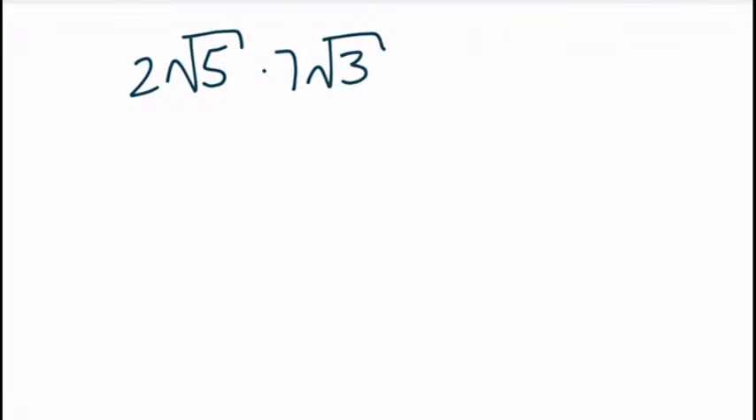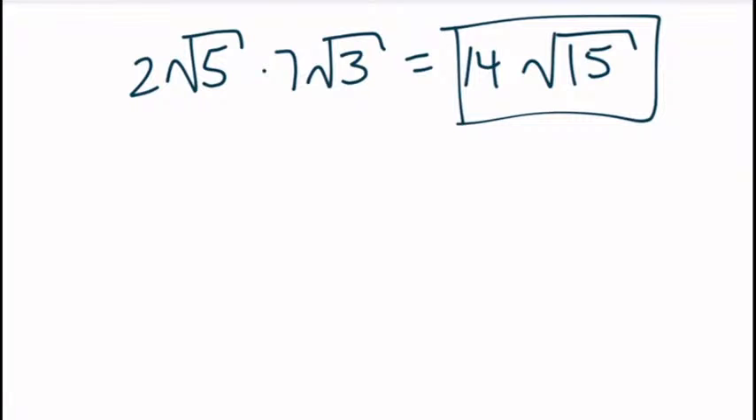Next we have 2 radical 5 times 7 radical 3. Both of these numbers are in their simplest form, so we multiply the coefficients, which is 2 times 7, and that's 14, and then the radicals, which is 5 times 3, and that's 15. And 15 is just 5 times 3, or 15 times 1, and none of those factors can be simplified down even further, so 14 times radical 15 is our final answer.